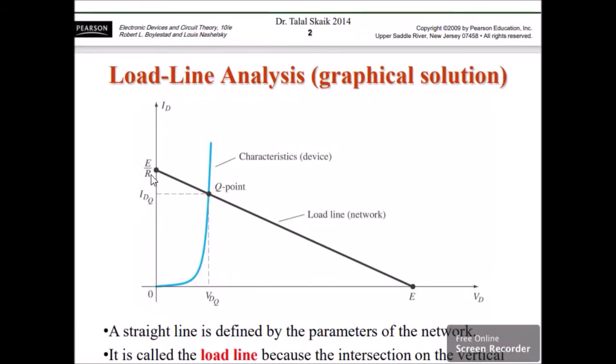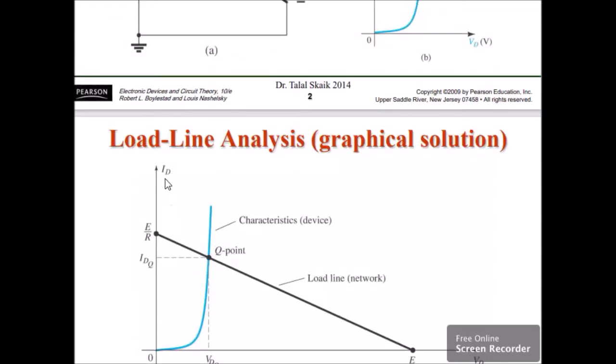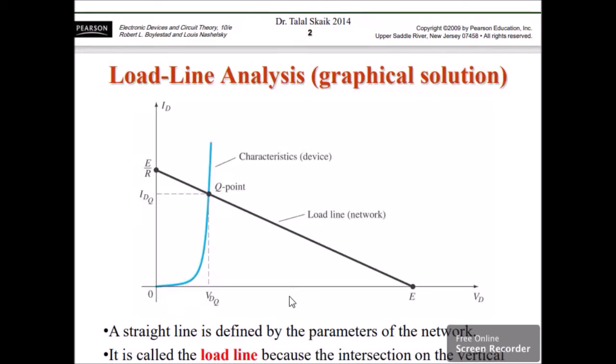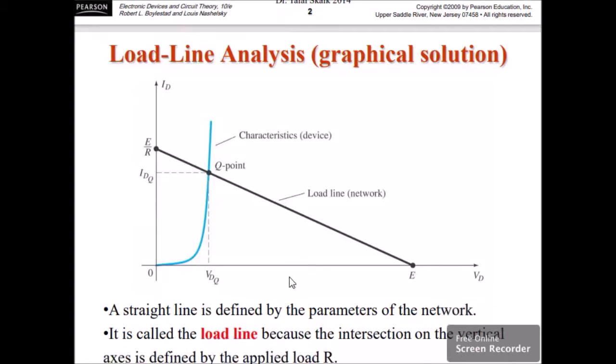And dito naman sa kabila, what's the value of your VD? Take a look at your graph. VD is 0. Tama po ba? 0. So, when VD naman is equal to 0, you try to analyze the value of your ID. And then, you got certain values. Then, you connect the dots. Then, you get your Q point. Okay? Is that clear? So, again, itong load line natin is determined by assuming when our ID is 0 and when our VD is equal to 0. Okay?